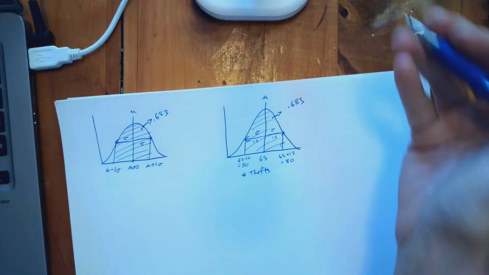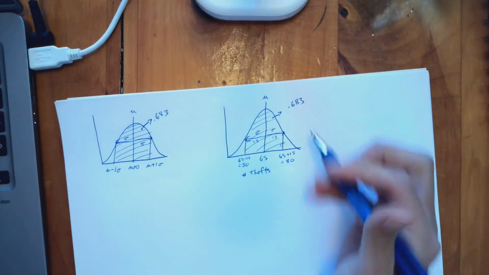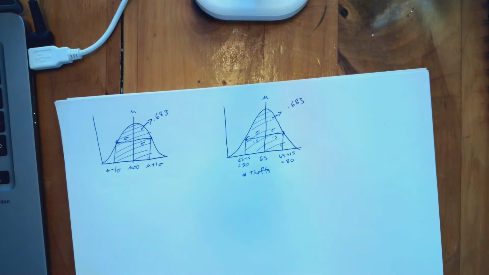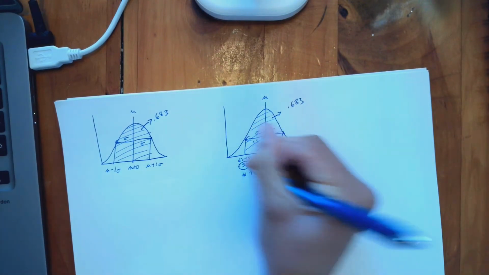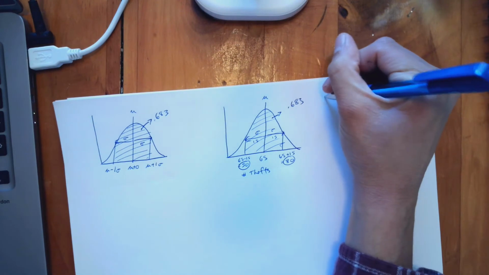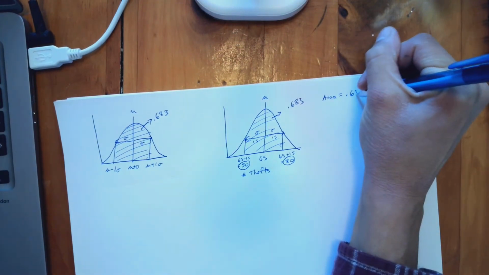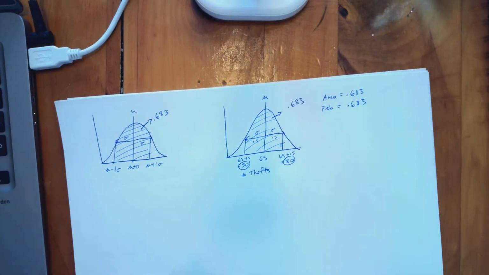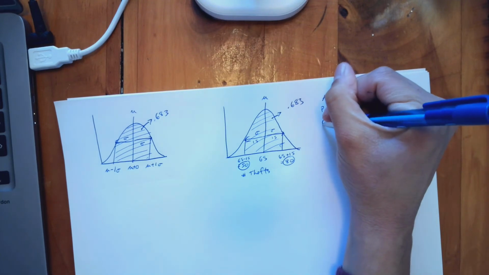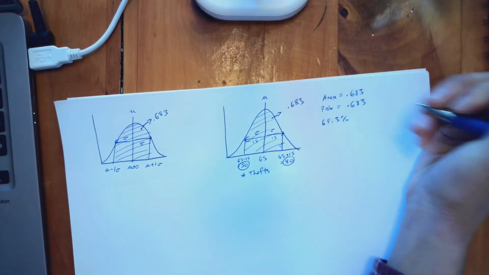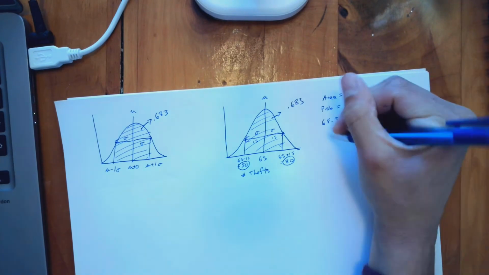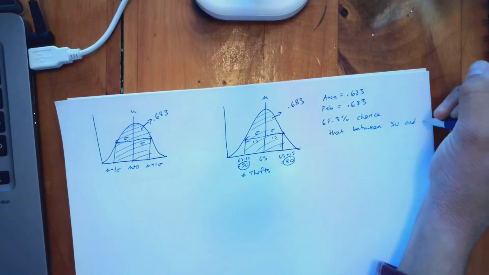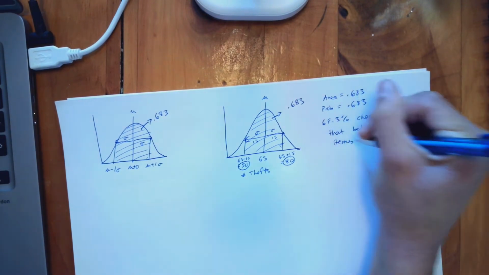And now we can read this as saying that we have a probability of 0.683 that corresponds to our area of 0.683, that between 50 and 80 items will be stolen. So I'll just write this out. Our area is equal to 0.683. Our probability is also equal to 0.683, because these things are always going to be the same. And so we can say that there is a 68.3% chance that between 50 and 80 items will be stolen.